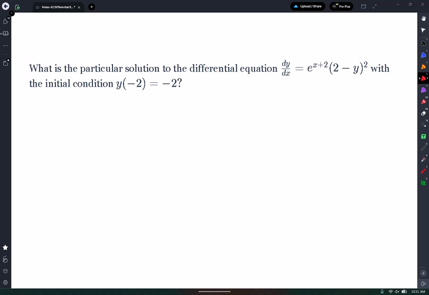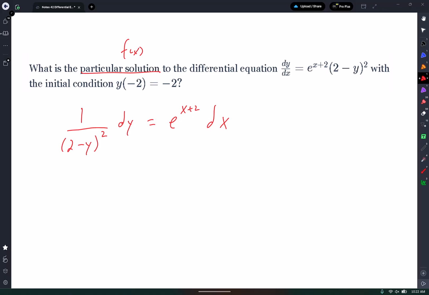All right, what is the particular solution? So again, for a particular solution, they want f of x equals something or y equals something. Here's my initial condition. Notice the output is negative, just in case we have to do square roots. All right, y's with the y's, x's with the x's. So here's what I'm going to write: 1 over (2 minus y) squared dy, or you can say dy over that if you want, equals e to the x plus 2 dx. Is everyone okay with that first step?